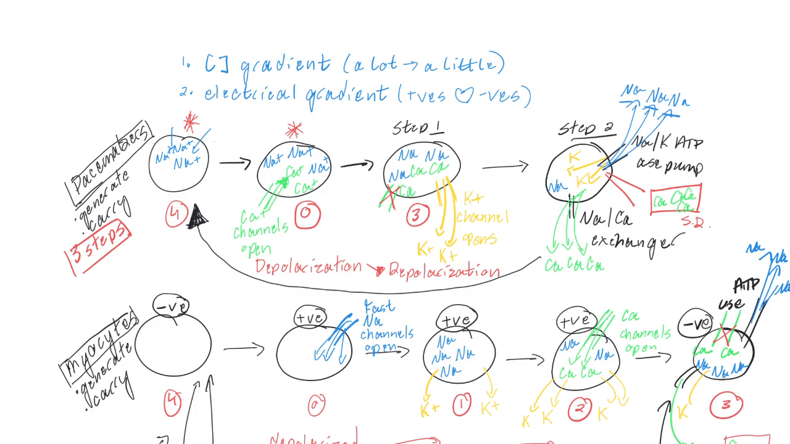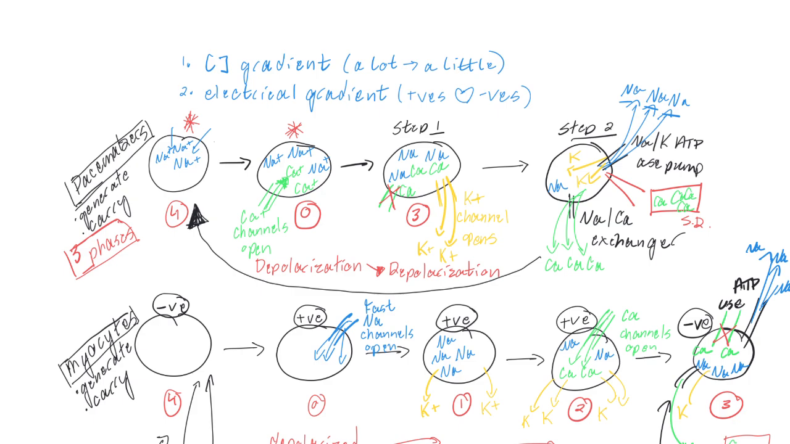I should actually make this more exact. Underneath pacemakers, I have 3 steps written out, but it's actually 3 phases. So I just want to make that word more exact. 3 phases. And for learning purposes, I divided phase number 3 into step 1 and step 2, so I could really show you the action of the sodium and potassium ATPase pump and the sodium calcium exchanger.